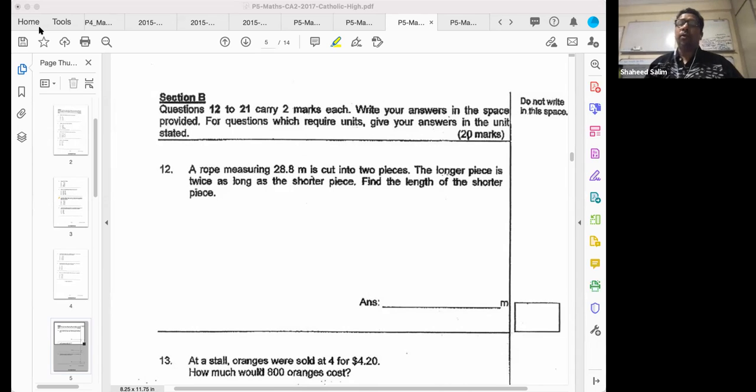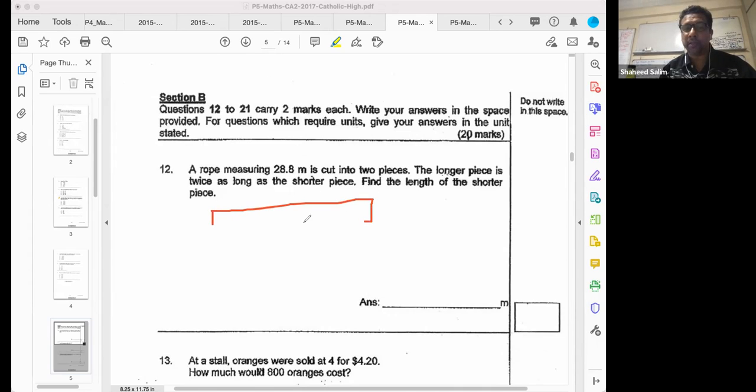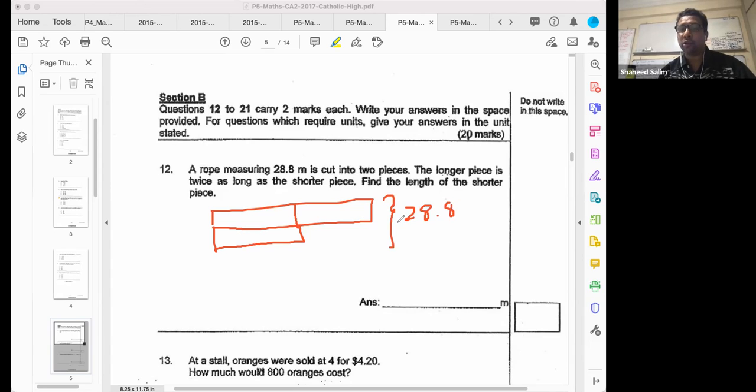Come on. Okay, you all are not drawing the model. If you draw the model, I'll draw the model. Once you draw the model, you can see. I am going to draw the model, and you can see once and for all. There's a rope, and this rope is cut into 2 pieces. One piece and another piece. And they say that the longer piece is twice the shorter piece. So actually they can divide it into 3 parts. If you want to find the length of the shorter part, it is just 1 unit. You see 3 units, it's very easy. 3 units is 28.8. Find what is 1 unit and you get the answer.